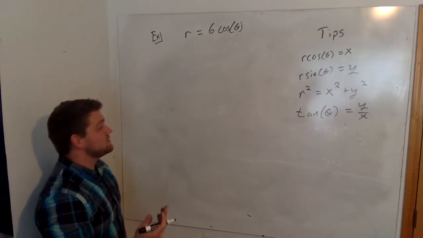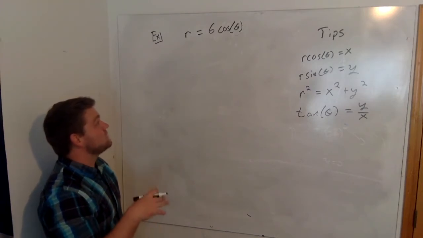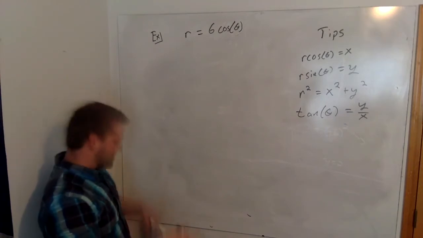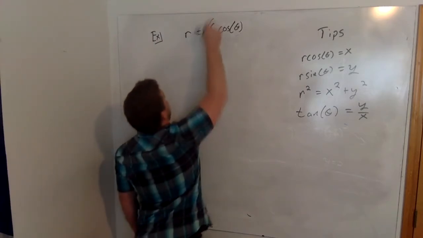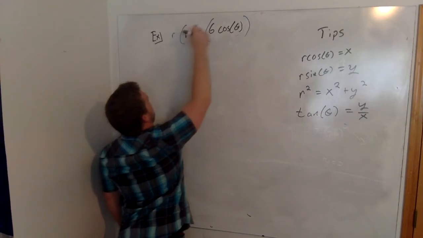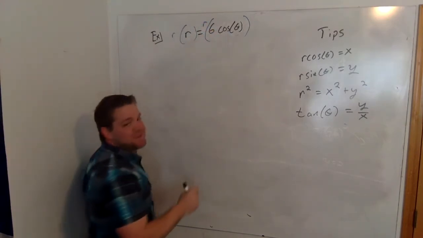I mean, I guess with the cosine squared piece, you could write that as 1 minus sine squared. But I think that's not going to be super helpful for us. What I think will be really helpful is to just multiply both sides by r, because then I'll get an r cosine of theta piece to show up, and I'll also get that r squared.